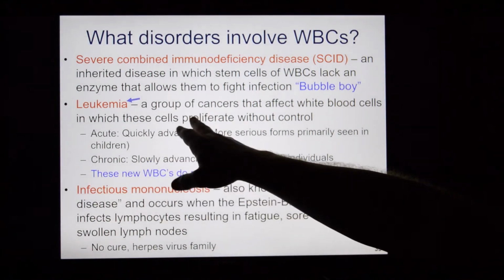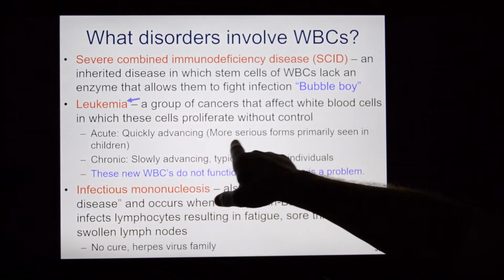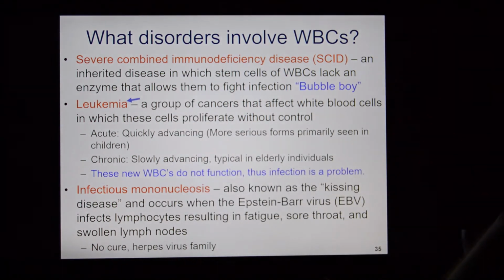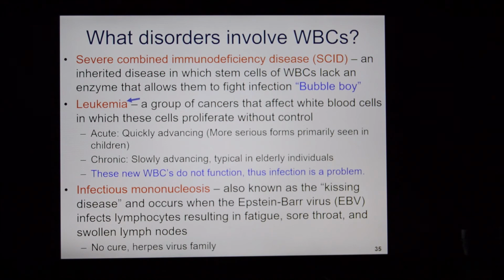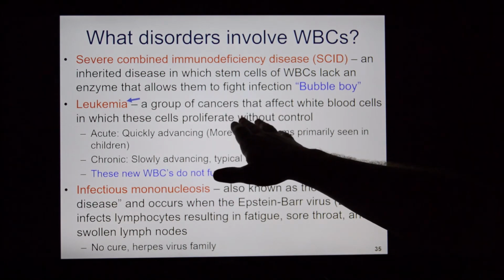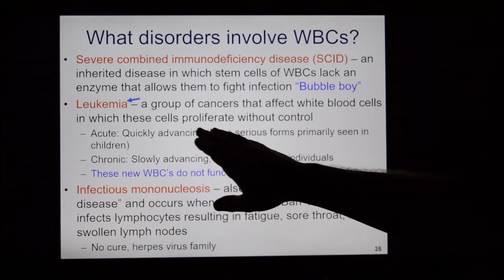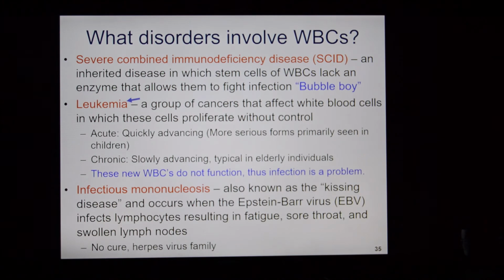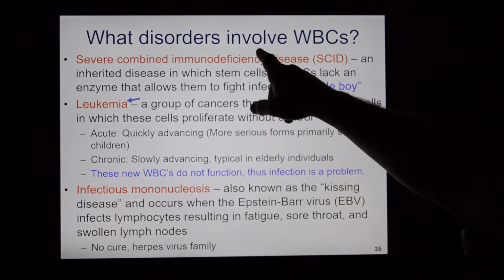All right, leukemia is a group of cancers. There can be several different types of white blood cells involved. White blood cells proliferate and grow into massive numbers, diluting the blood down, and these white blood cells don't work anymore, so they don't function. So a person with leukemia doesn't die from leukemia, they die from a cold, because they can't fight off diseases.